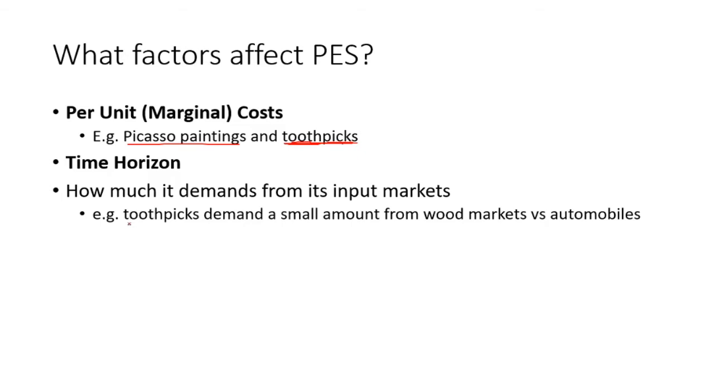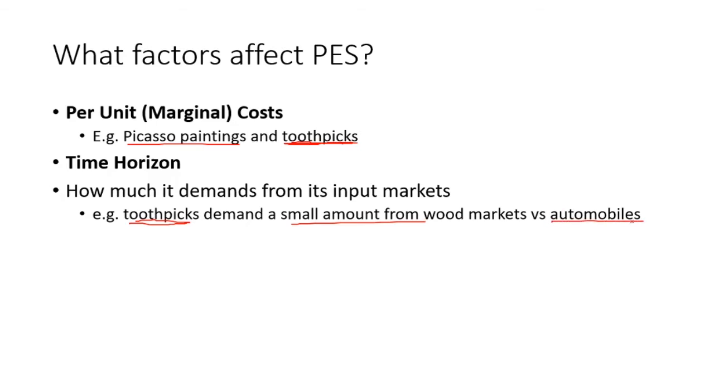And so I'm using toothpicks again here. So toothpicks don't really demand very much from their input markets, right? You need wood, right? So you get some wood, you break it up, sharpen it into points. There's plenty of wood around the world, right? You can get that anywhere. And so if suddenly toothpicks were in really high demand and you wanted to produce more of them, you just get some wood, work the process, and then you make more of them. And it's not like you're taking up most of the wood market.